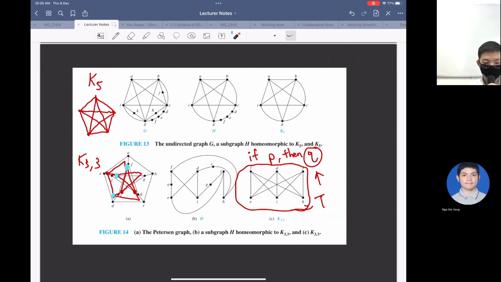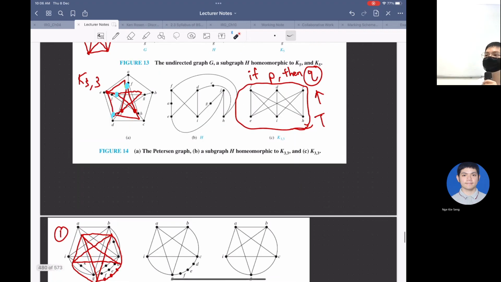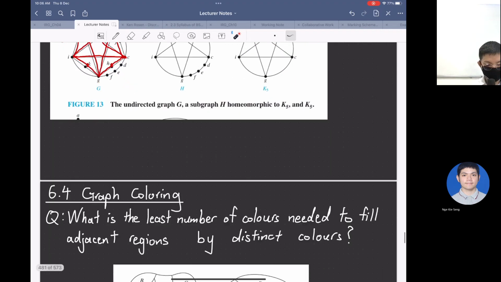But next week there is a tutorial question where you can try and play around and see. Because this week's tutorial was last week's tutorial. You can go and try and play around with this.